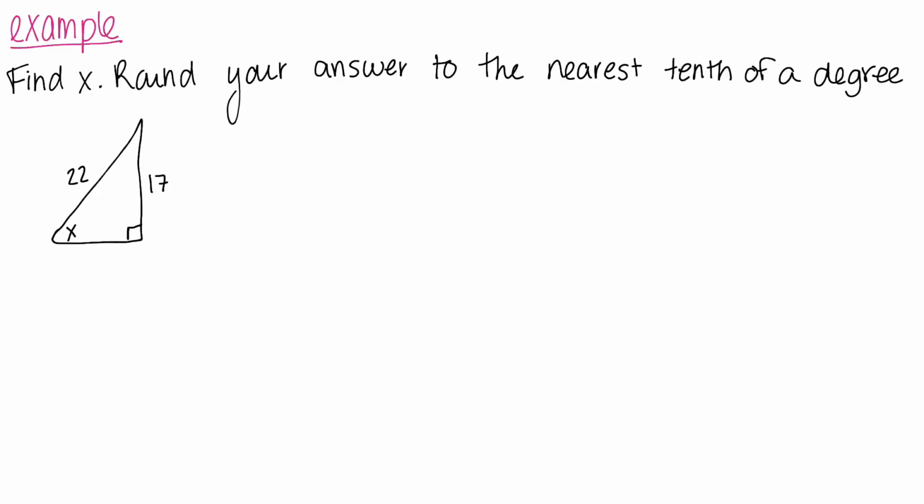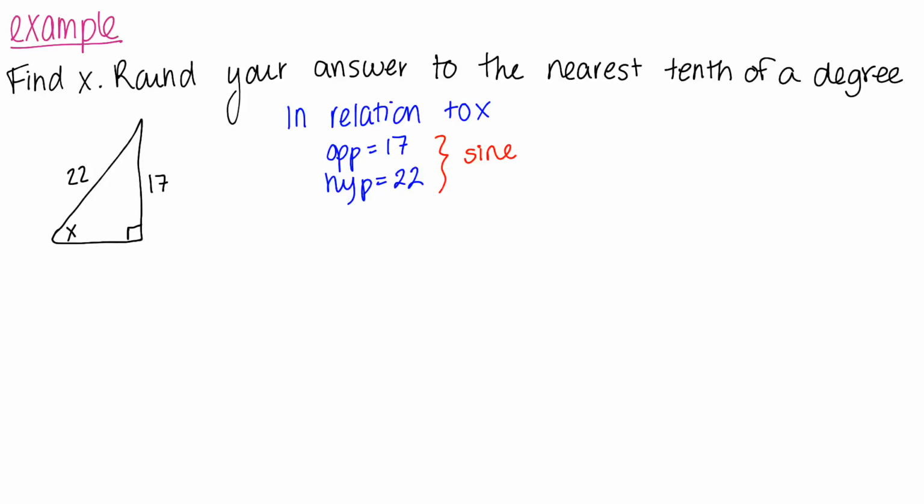So in relation to x, we have an opposite side, which is 17, and then we have the hypotenuse, which is 22. Once again, using SOHCAHTOA, just like we did before, this is going to be sine. So we have that sine x is equal to opposite over hypotenuse.